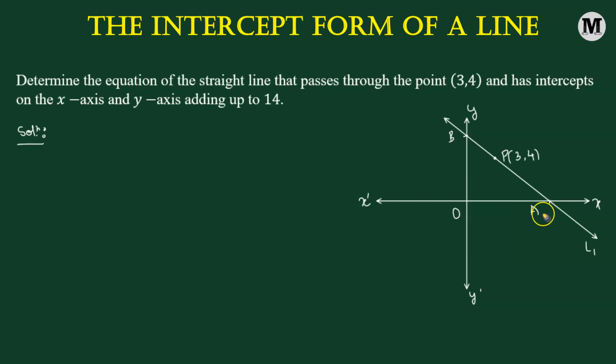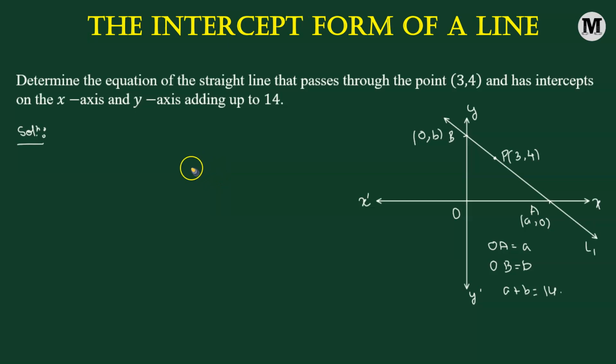Let us suppose that the coordinates of the point A are (a, 0) and the coordinates of the point B are (0, b). In other words, we are assuming that OA, which is the x-intercept of line L1, has length a, and OB, the y-intercept of line L1, has a length of b units. It's given in the problem that the intercepts on the x-axis and y-axis add up to 14. In other words, a plus b equals 14. This is the condition that's given to us.